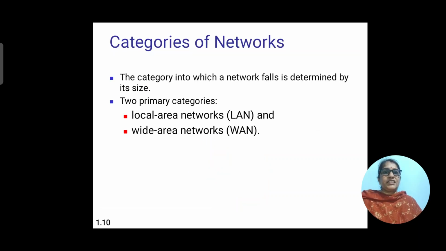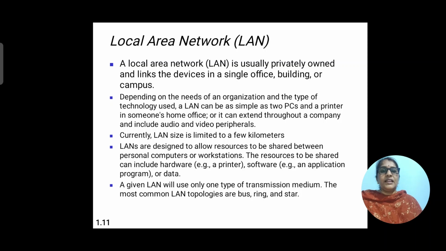Categories of network. The category into which a network falls is determined by its size. Two primary categories are there: local area network, that is LAN, and wide area network, that is WAN. Let's start with local area network.